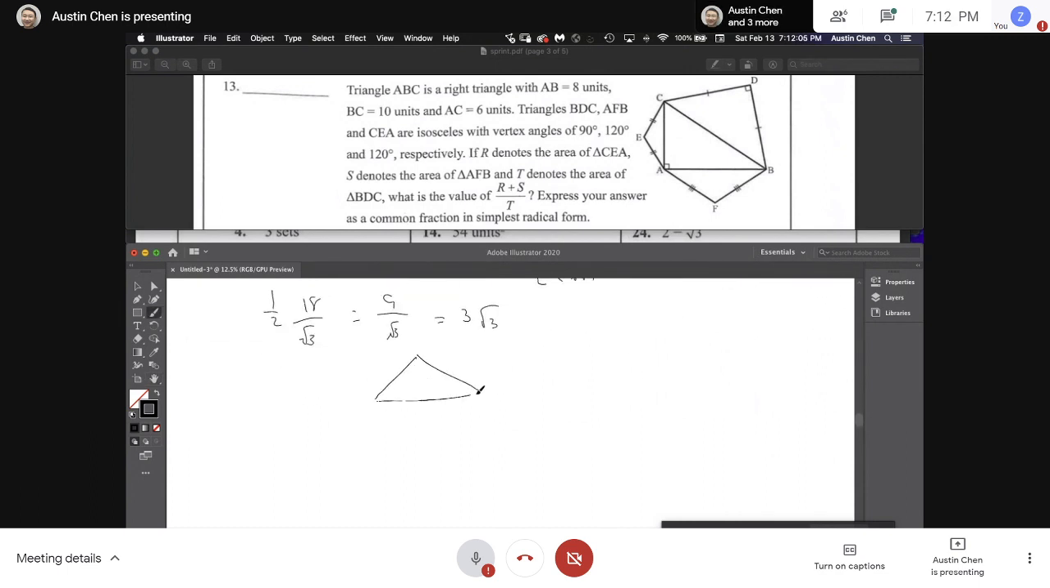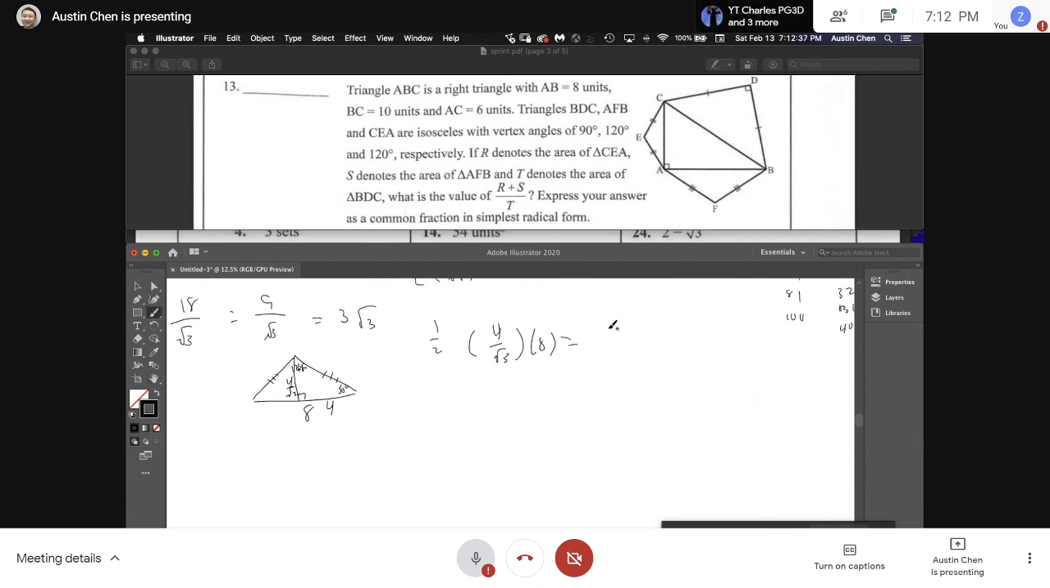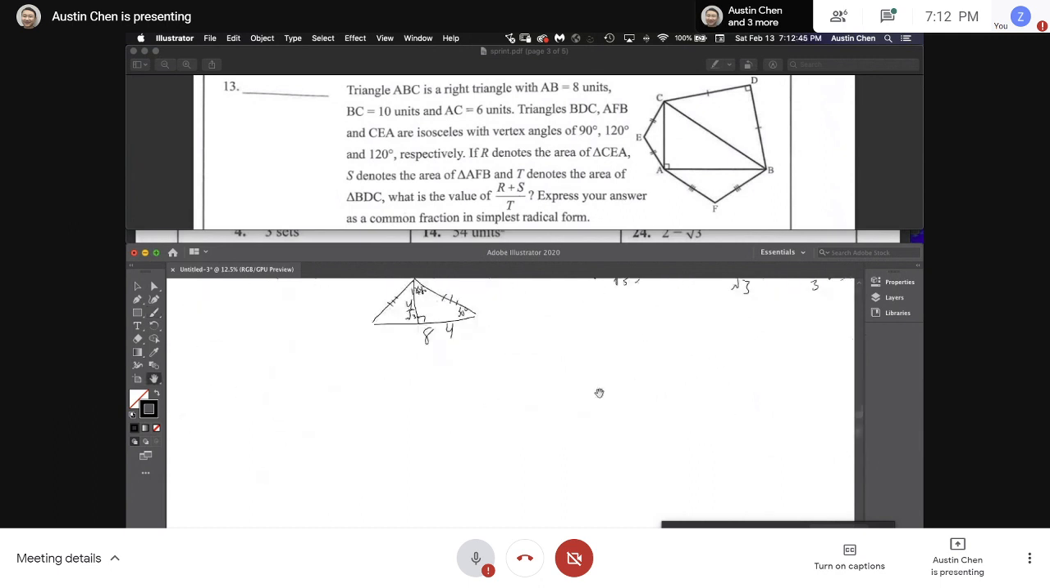So now let's look at AFB. Now this one is pretty much the same as the one we just looked at. It has a vertex angle of 120 degrees. We know its base side is 8. So you just do the same thing, but it's scaled. So this side is going to be 4. We know that this is 30, 60, 90. So that means this side is going to be 4 over root 3. So then the area of this triangle is going to be 1/2 times 4 over root 3 times 8. This is then 16 over root 3. You can rationalize this if you want to. Then it's 16/3 times root 3. Okay, last triangle.